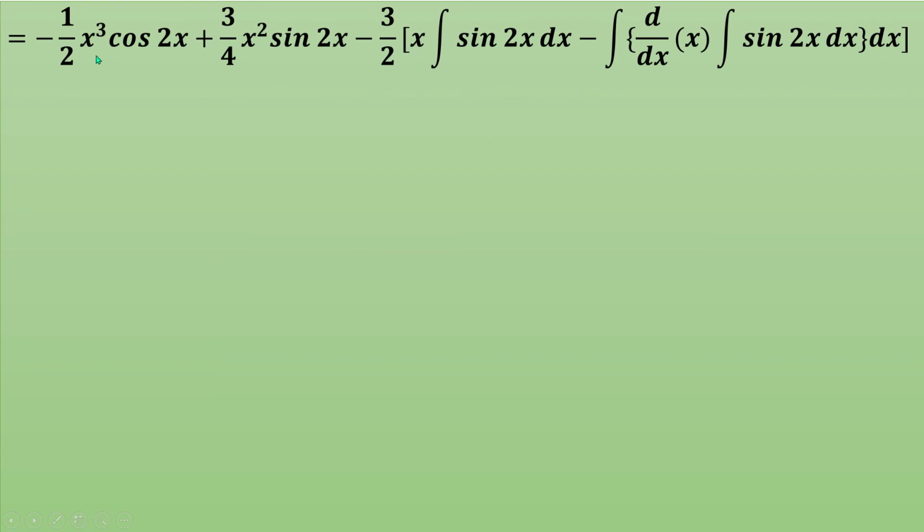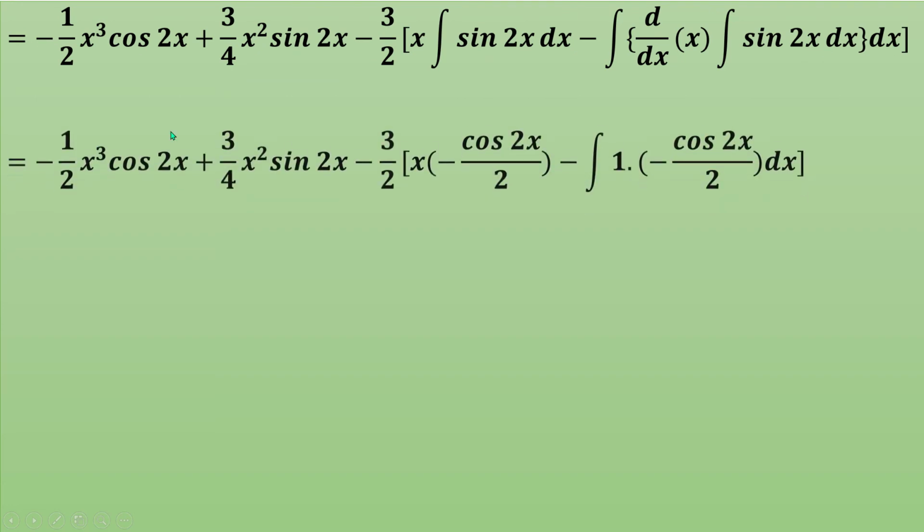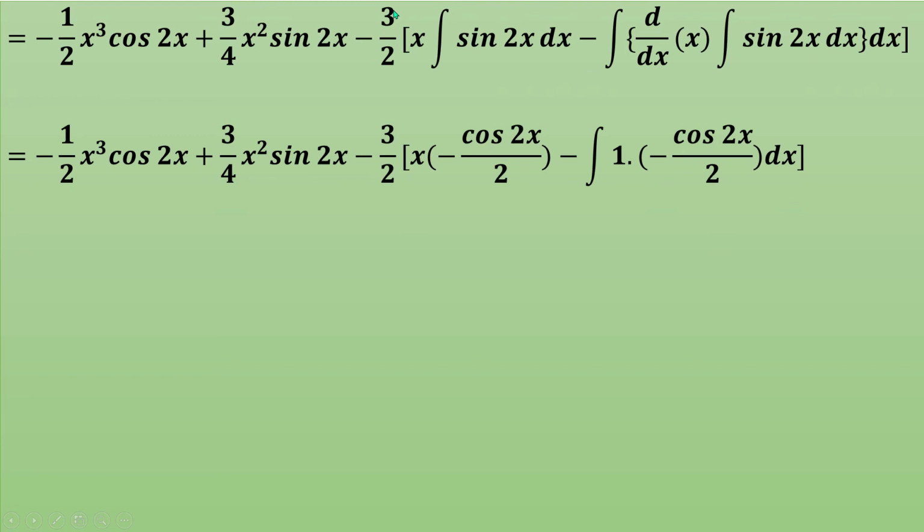This part is fixed, and this part will be 3 by 4 x square sine 2x minus 3 by 2 x into, again the formula of integration of u v with respect to x is used here. x integration of sine 2x dx minus derivative of x with respect to x, sine 2x dx into dx. Now this part fixed, this part fixed, and here will be 3 by 2 into x minus cos 2x by 2 integration of derivative of x with respect to x, this equals 1, and here will be minus cos 2x by 2 into dx.